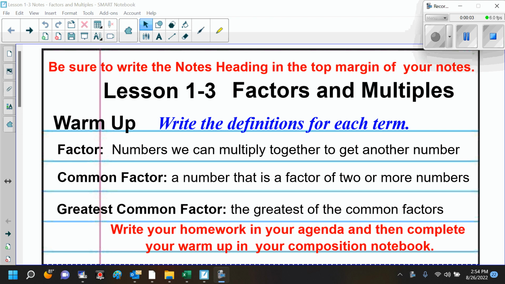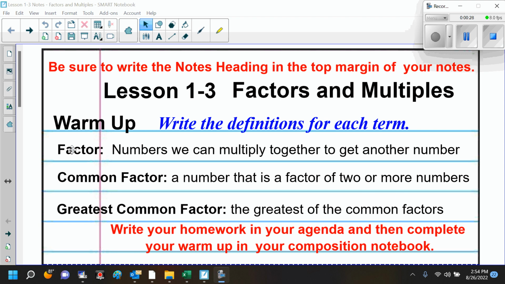Right, so today's lesson is 1-3. It's factors and multiples. Now, I do want to let you know that this video is only going to be for the greatest common factor, the GCF. It's only half of lesson 1-3, and we will continue the lesson next class, okay? So here on the warm-up, all I ask you to do is write your vocabulary, okay?